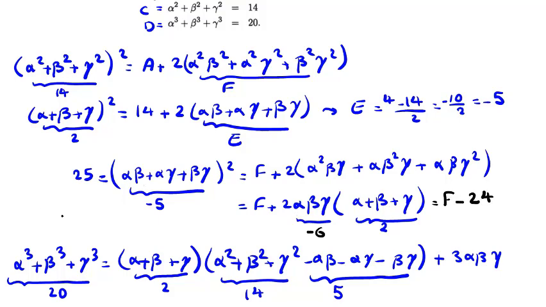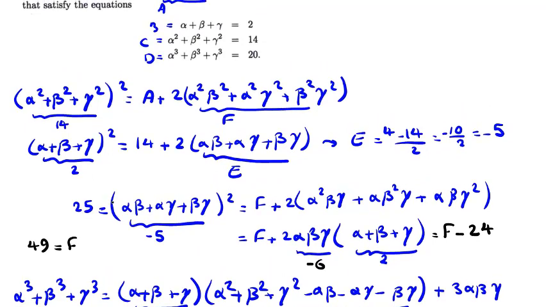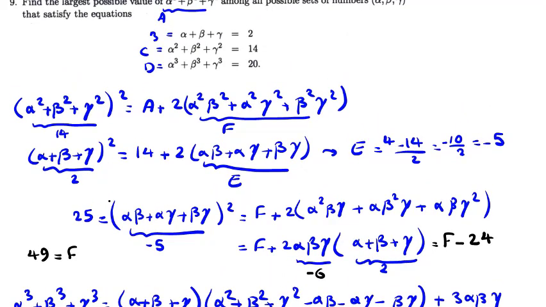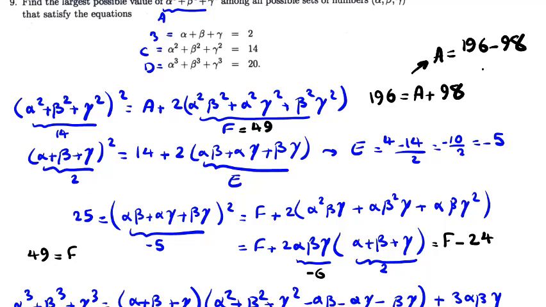So f will be 49 here. 24 plus 25, 49. F will be 49, and here it is 49. So 14 squared, 196, equals a plus 2 times 49, which will be 98. So a equals what? 196 minus 98, and it will be 98.